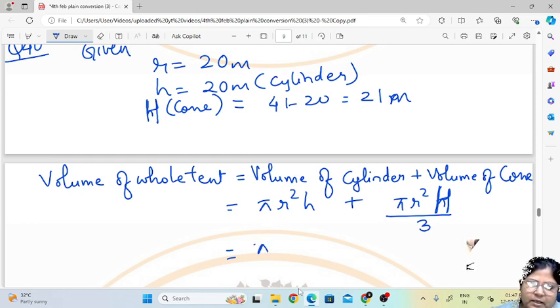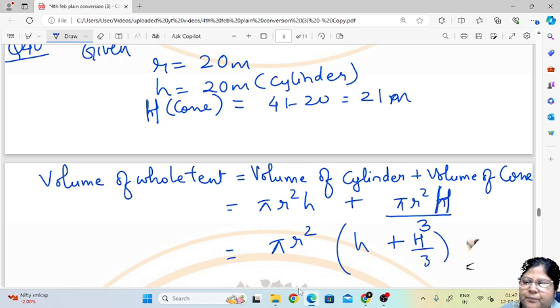So what I'll do is take pi r square out. Oh wait, I just had to write one time at least what things are. Pi r square bracket h plus capital H upon 3.